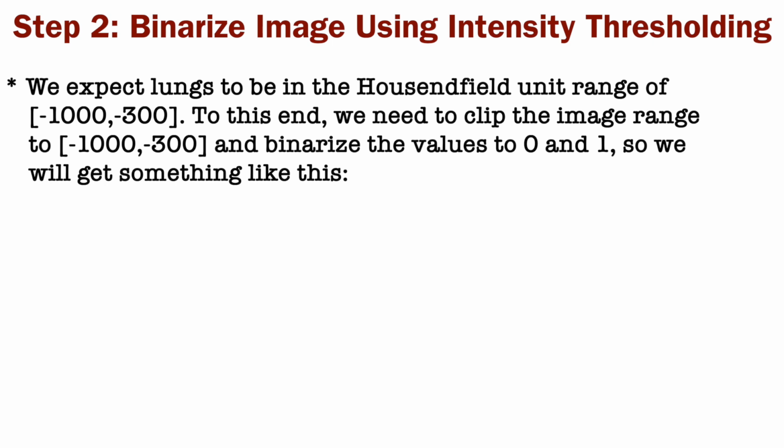The expert learns the Hounsfield unit ranges of -1000 to 300. To this end, we need to clip the image range to -1000 to 300 HU and binarize the values to 0 and 1. So, we will get something like this portion.